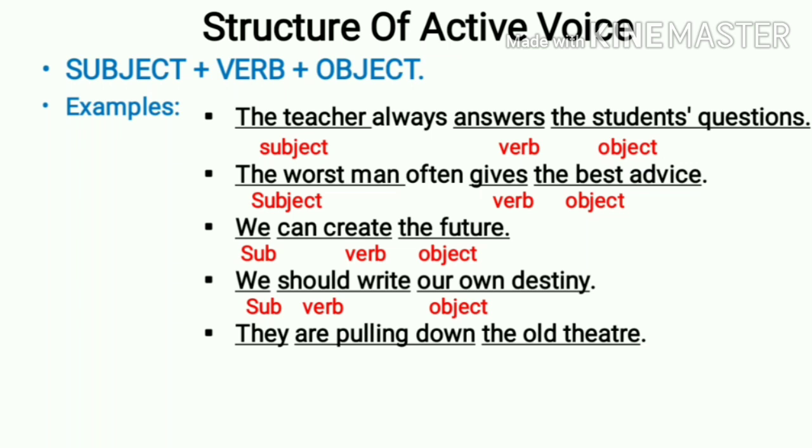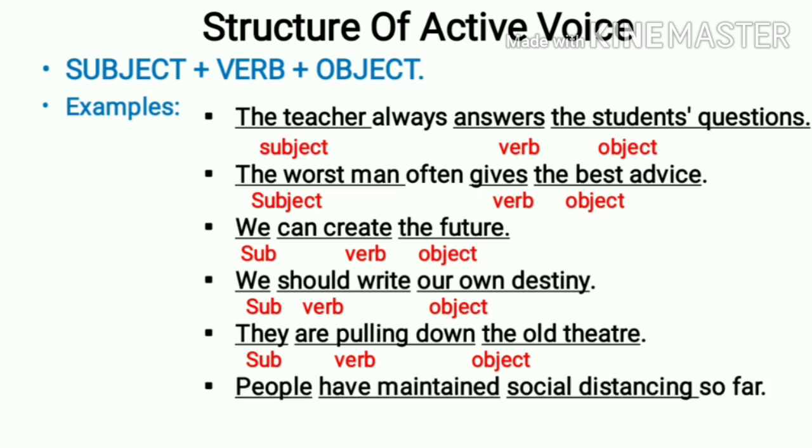They are pulling down the old theatre. Who are pulling down? They, that is subject. Are pulling down is verb, and what are they pulling down? The old theatre. So the old theatre is object. People have maintained social distancing so far. People is subject, have maintained is verb, and what have people maintained? Social distancing. So social distancing is an object.